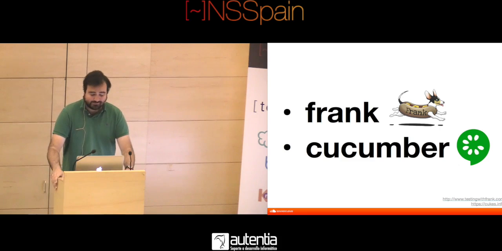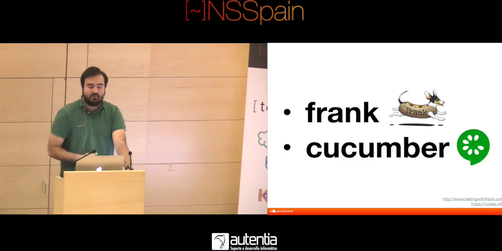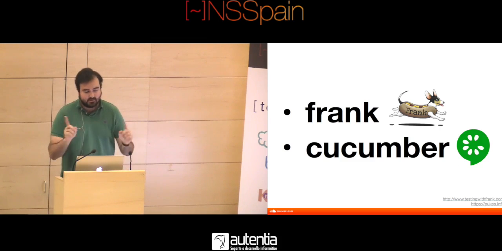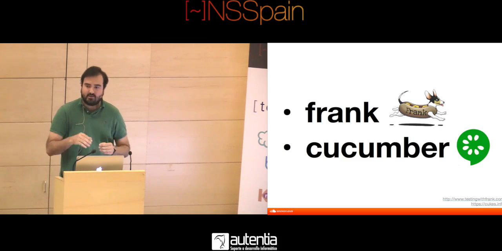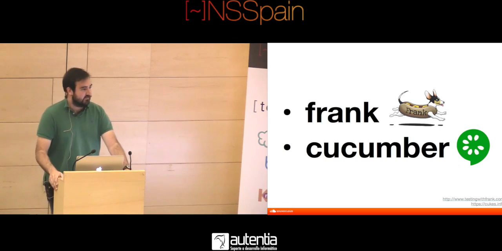But they do work. Essentially, Frank is a small HTTP server that's embedded into your app, and you can communicate with Cucumber, which drives the test. And then there's a back and forth where you can see what's displayed in the app, and then you can drive touches and things like this.